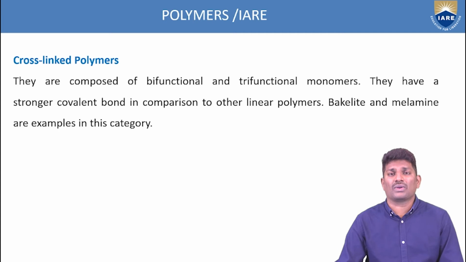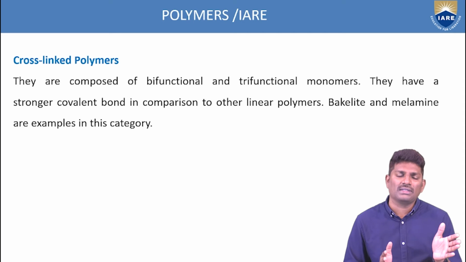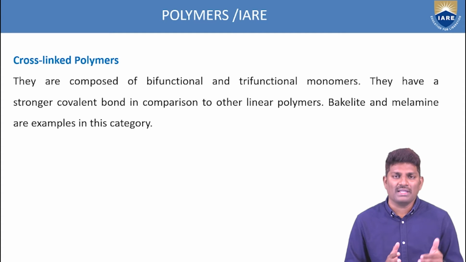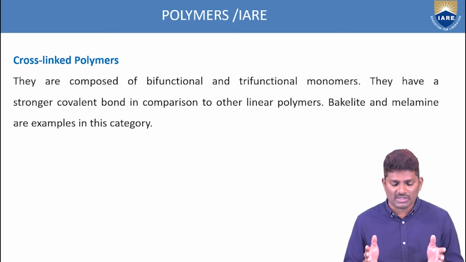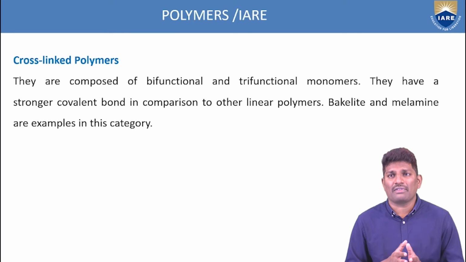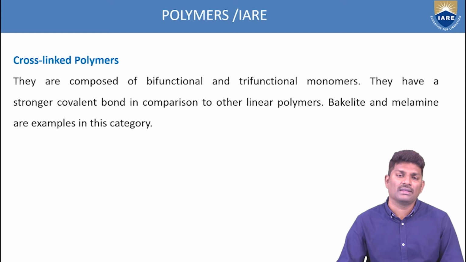The third category is what? Cross-link polymers. Again, this is composed of bifunctional and trifunctional monomers. It is a different structure from the linear as well as the branched. It is a cross-link, which means it is bifunctional, it can perform different functions. That's why it is composed of bifunctional or trifunctional monomers, and they have strong covalent bonds in comparison to other linear polymers. When you compare with the other linear polymers, these cross-linked polymers have a very strong covalent bond.